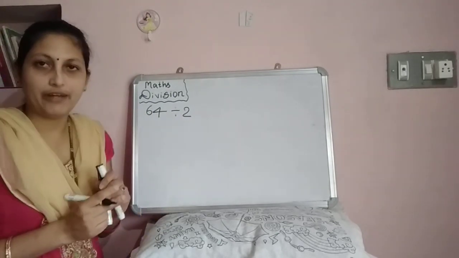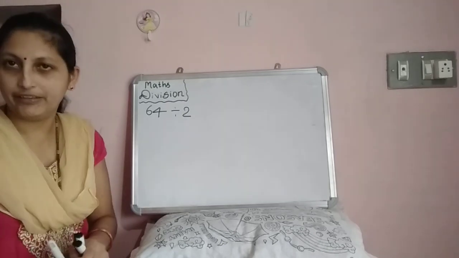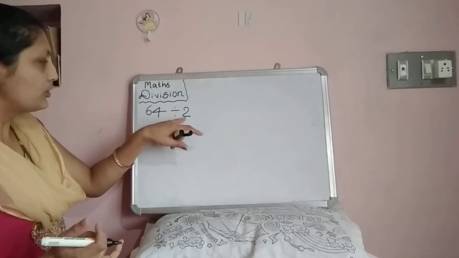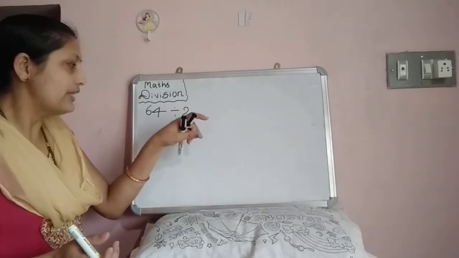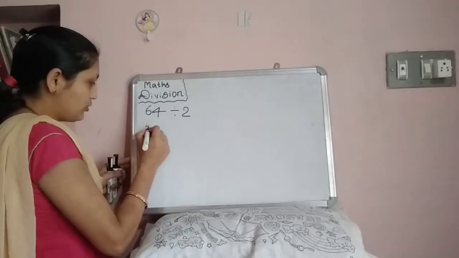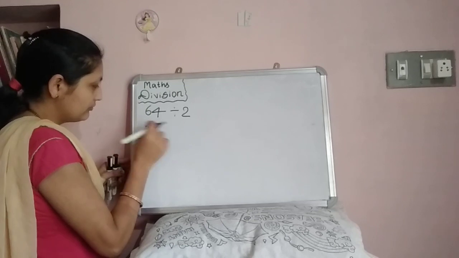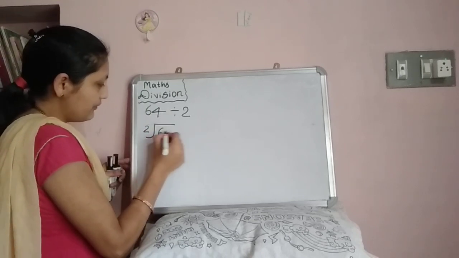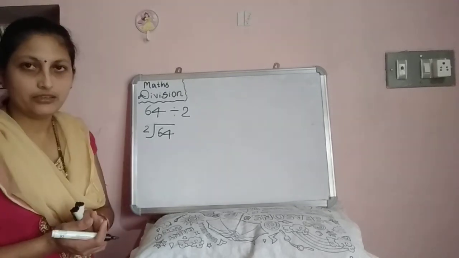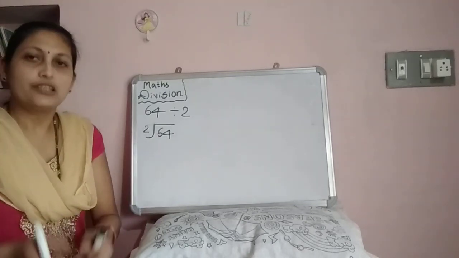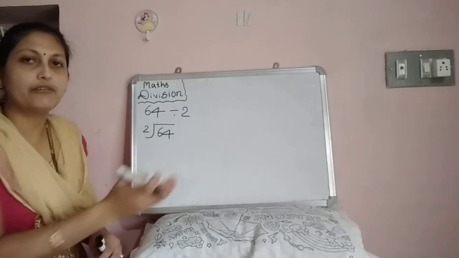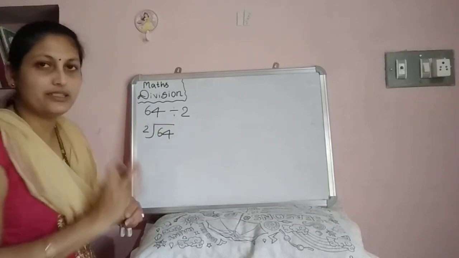So 2 is the divisor and 64 is the dividend, isn't it? Dividend means it is a number that we are going to share equally. And 2 is the divisor, means that is the number we are going to share. Okay, the dividend. So let us take 2 here and inside 64. So we will divide the tens first and afterwards we will divide the ones. Suppose if the dividend in the tens place is smaller than the divisor, then you have to consider both the digits, tens and ones together.